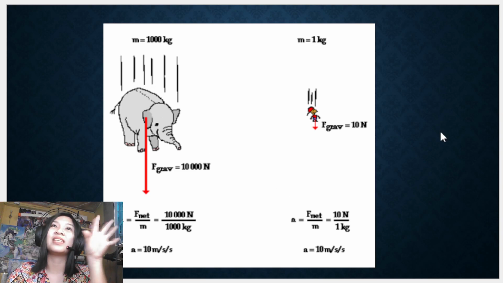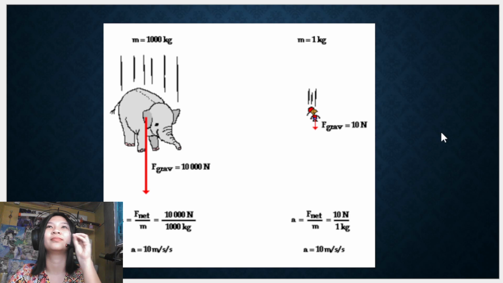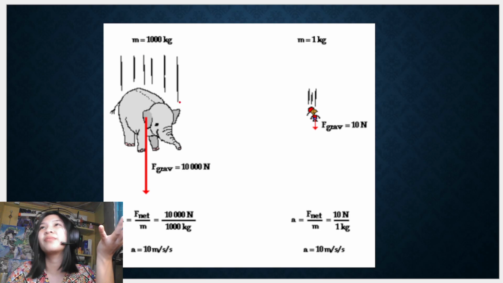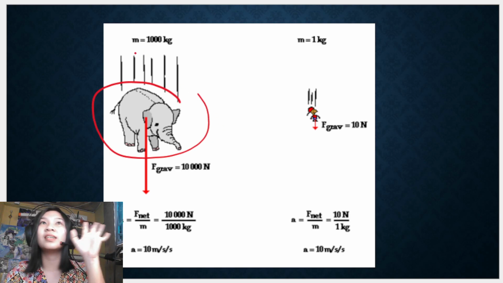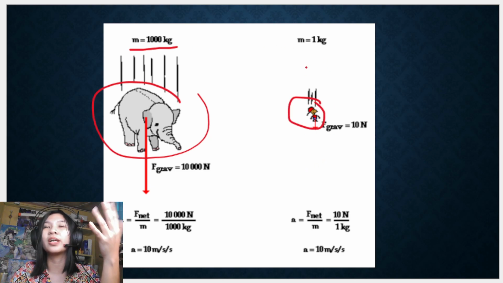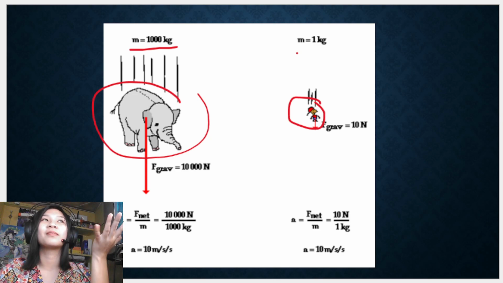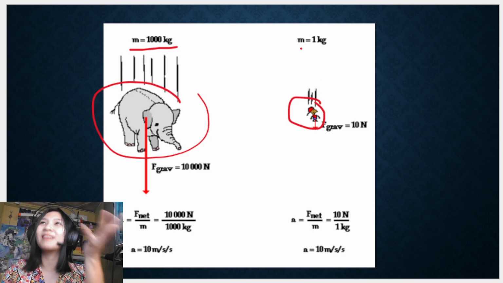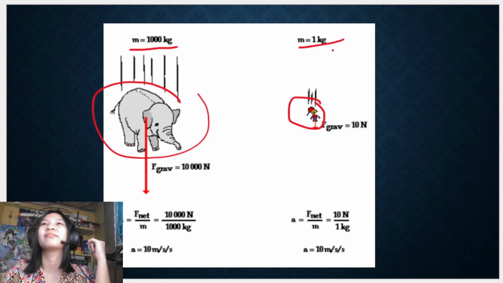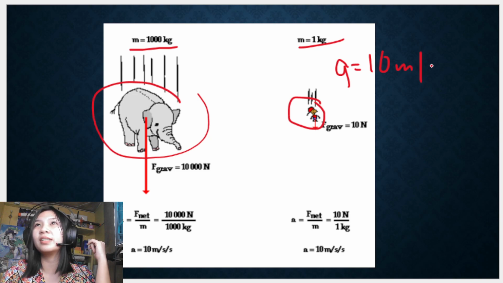So let's say that we have these animals, the elephant and the mouse. Of course, if I ask you which one is heavier, you will answer elephant. Let's say that the mass of the elephant is 1,000 kilograms. And let's say this is a mouse, a very hip mouse. The mass of the mouse is 1 kilogram.